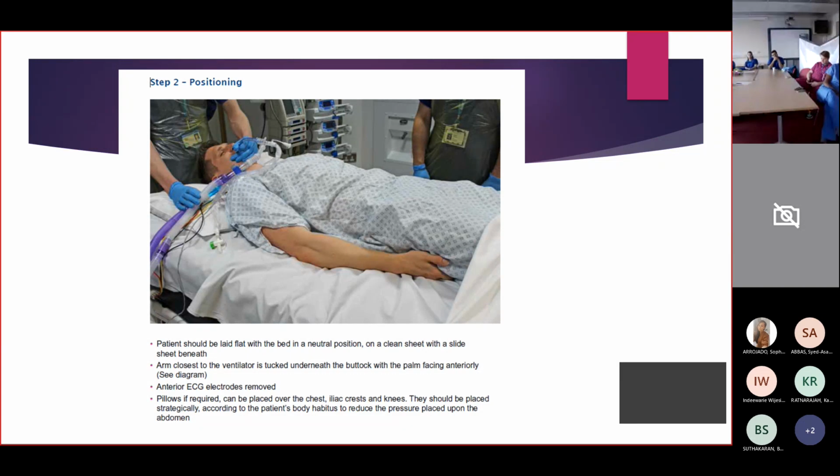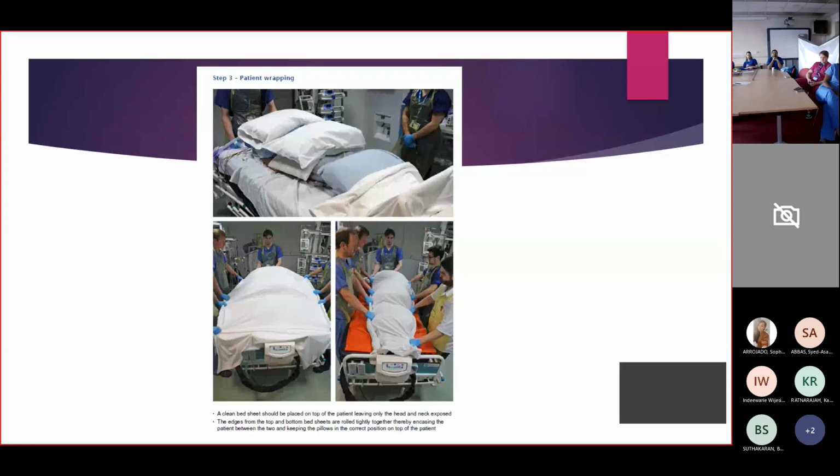The arm closest to the ventilator is tucked under the buttock with the palm facing anteriorly. The anterior ECG electrodes are removed, and pillows as needed can be placed over the chest, the iliac crest, and the knees according to the patient's body habitus. Then a clean sheet is put on top of the patient, and as you can see from both sides, we wrap the patient tightly. So the patient is encased, the pillows and the patient together, and only the head and neck of the patient remain exposed.